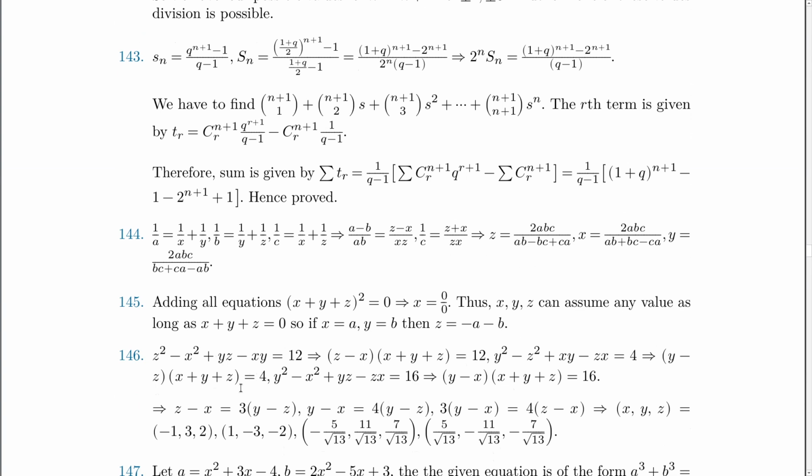So once you have this, we can say that z-x = 3(y-z), and y-x = 4(y-z). So once we have this, we can say that (x, y, z) = (-1, 3, 2) or (1, -3, -2), and these values are the solution of the equation.